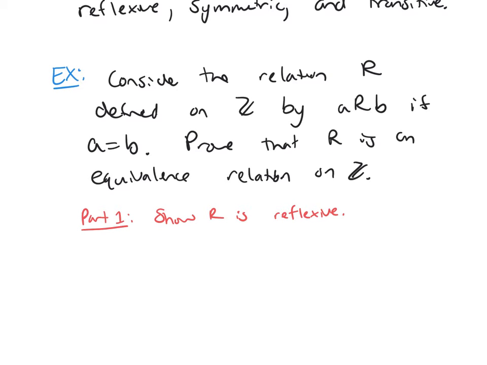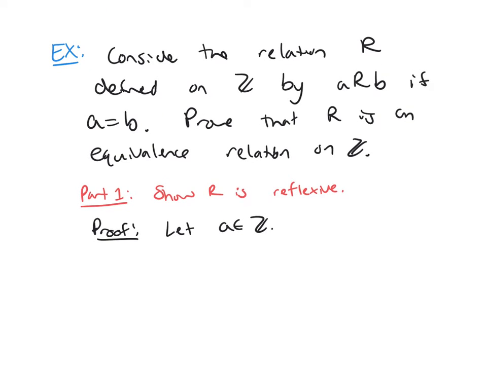well, how would the proof work for R being reflexive? You need to pick an arbitrary integer A. And remember, our relation is A equals B. Well, A is equal to itself, right? So since A equals A, A is related to A. Therefore, R is reflexive.